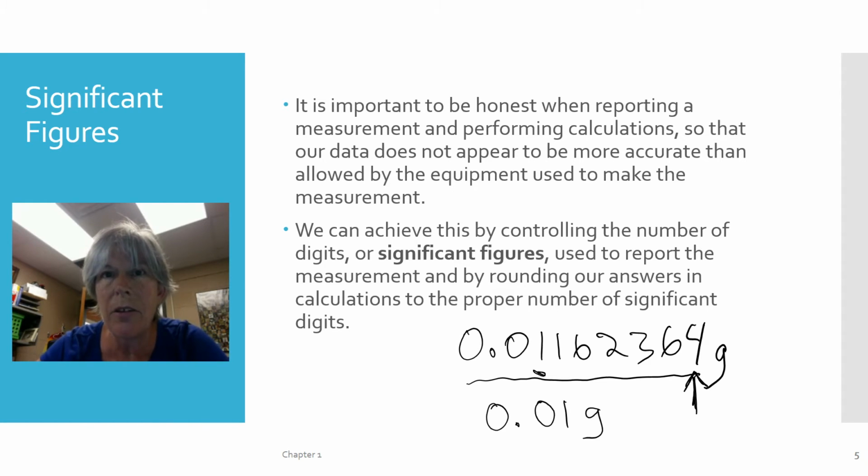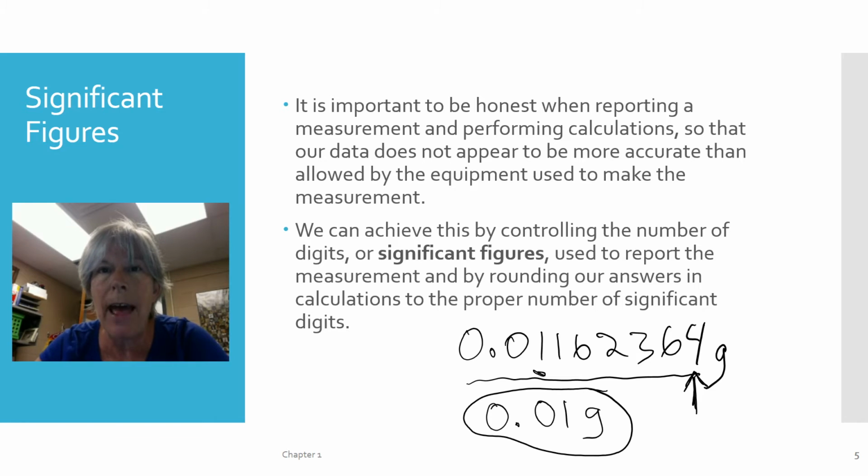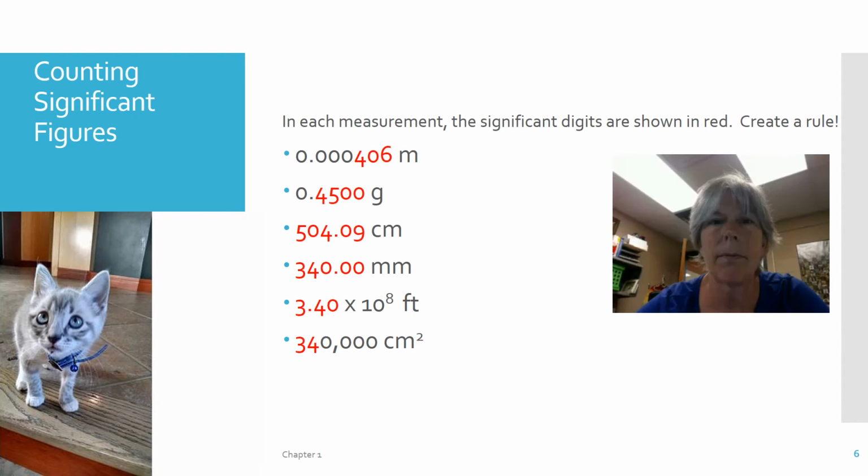And that would tell other scientists that, hey, this was the actual precision of the measurement, and we didn't have a scale that measured any more precisely than that. You can look on the internet, or you can look in your book, and you can find some rules for counting significant figures. Significant figures are sometimes also called significant digits.